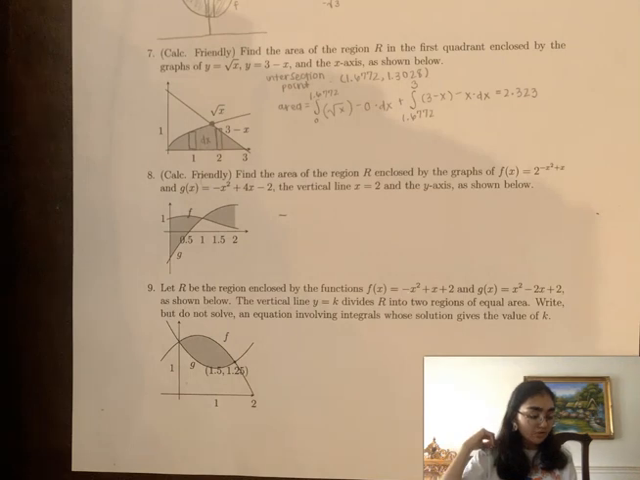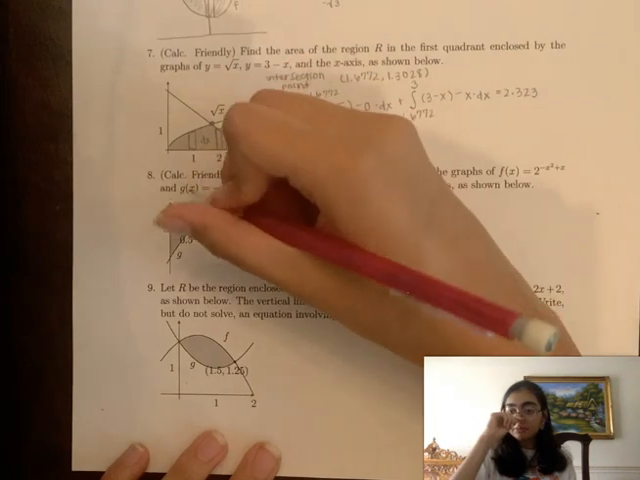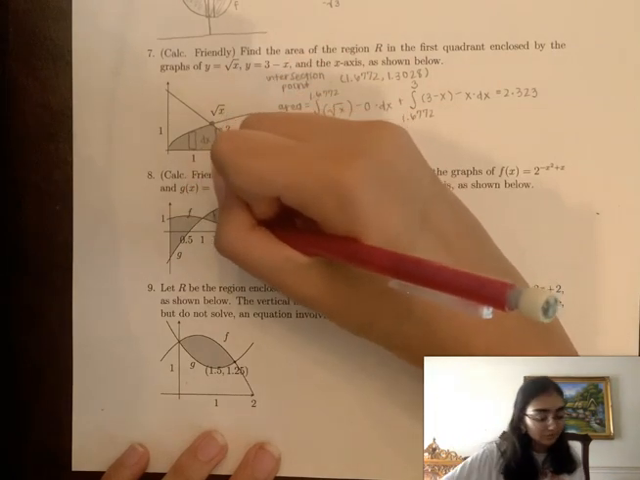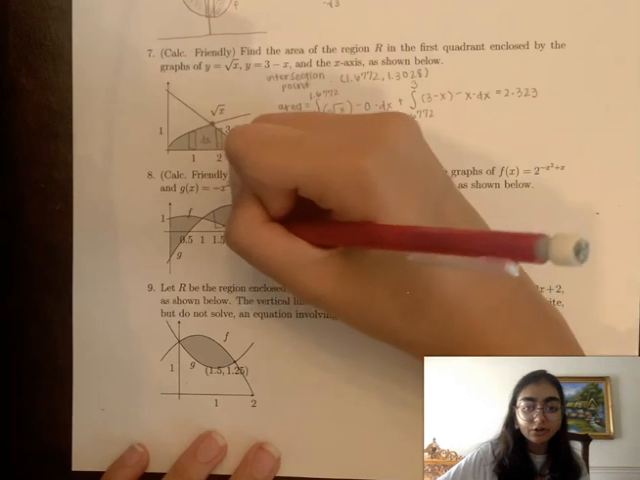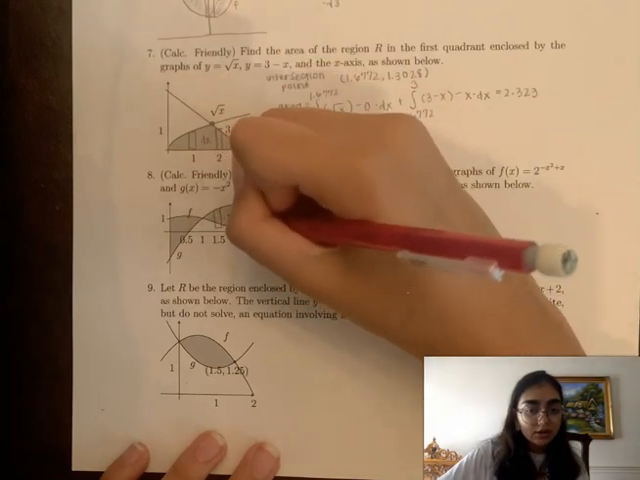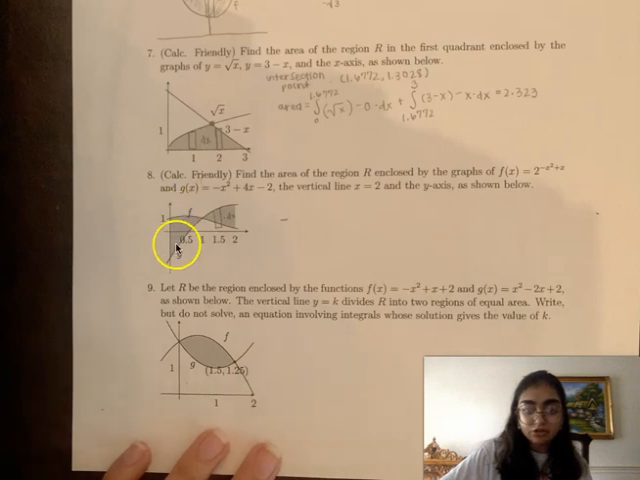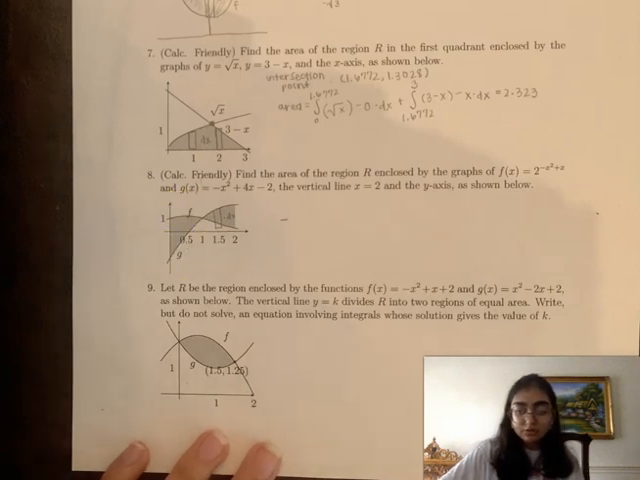Number 8, again, we do have a situation where the top and bottom functions change. So again, we're going to need two separate integrals. I only drew the rectangle for the second integral for some reason, but if you want to, you can draw a rectangle right here to help you figure out the top and bottom functions for the first integral.